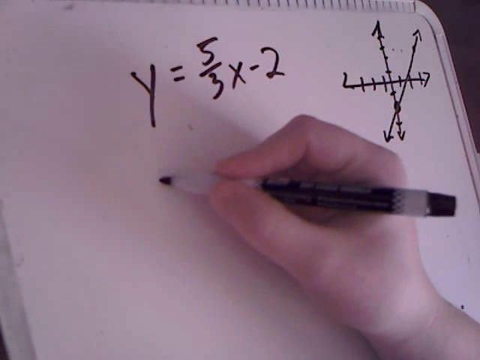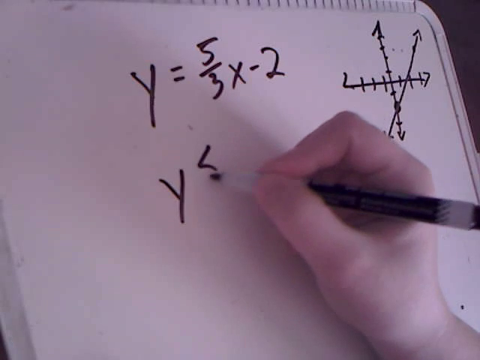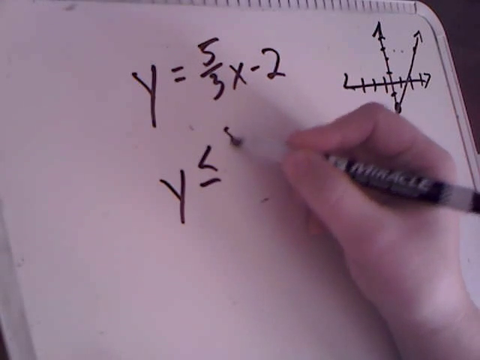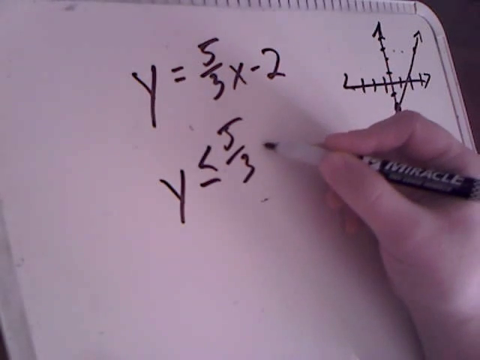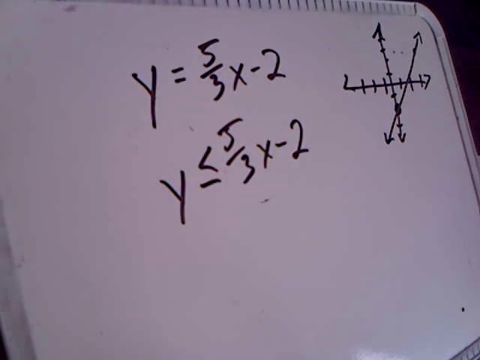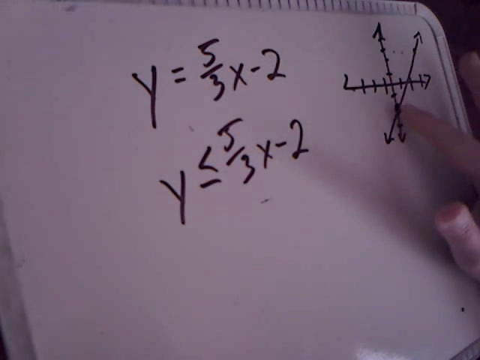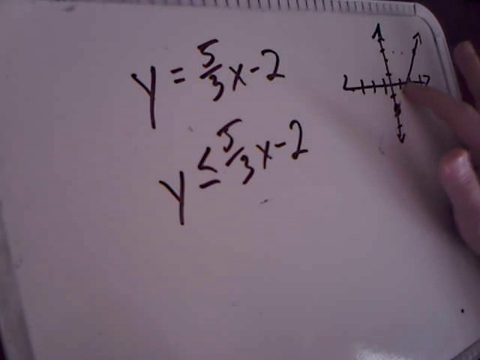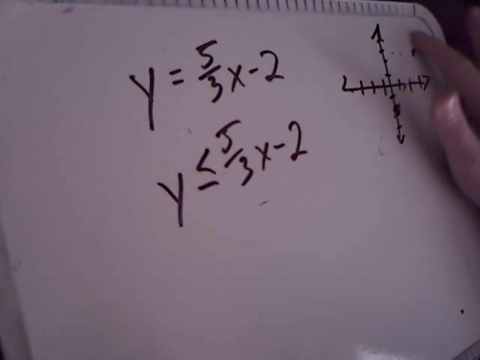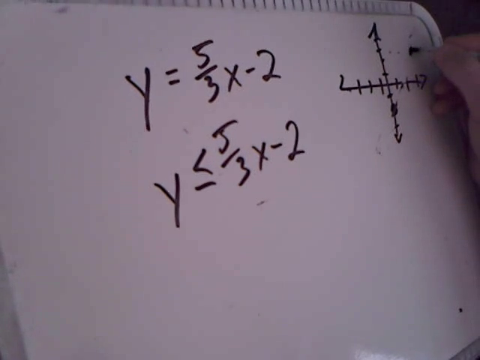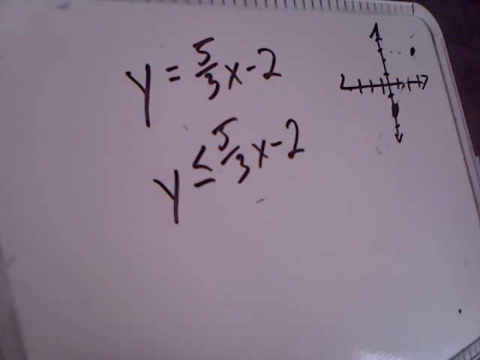I'm going to ask to graph y is less than or equal to 5 over 3x minus 2. This is a slightly different story. The points stay the same. So the points don't change. The line has a possibility of changing, just a possibility.